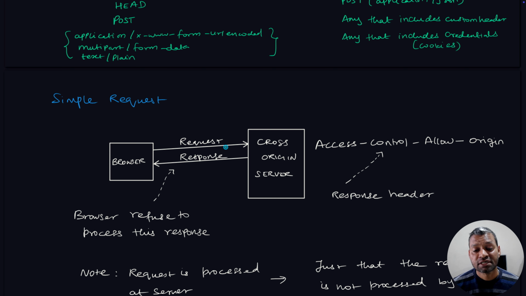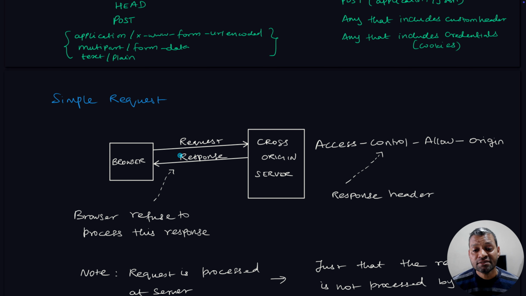Because this is a simple request, the request will go in, and most likely the server will also process that request. Once it has processed that request, it will send the response back, and when it sends the response back, it will include access control allow origin header. And if this header includes the origin of the web page that is currently loaded on the browser, then the response will be processed by the browser. If the access control allow origin does not include the origin of the web page that is currently loaded on the browser, then the response will not be processed by the browser.